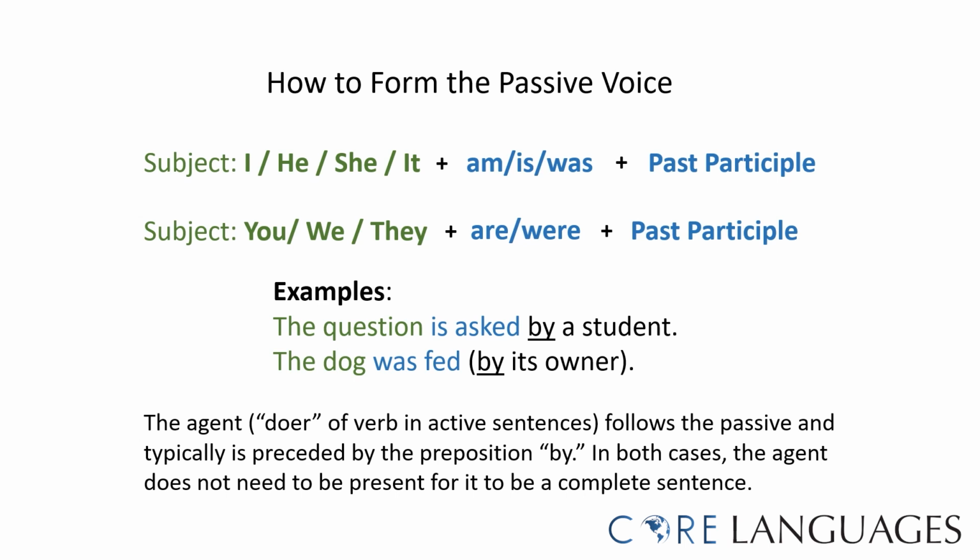The agent or the doer of the verb in an active sentence follows the passive and typically is preceded by the preposition by. In both cases, the agent does not need to be present for it to be a complete sentence. I could, for example, say, the question is asked, or the dog was fed.